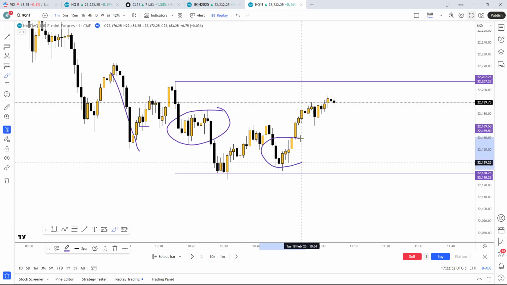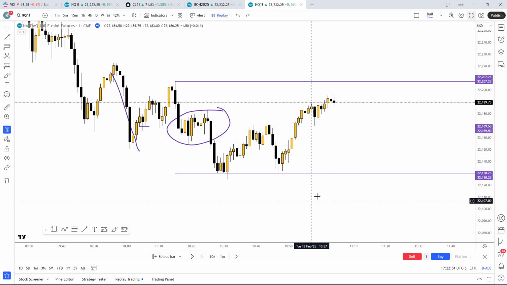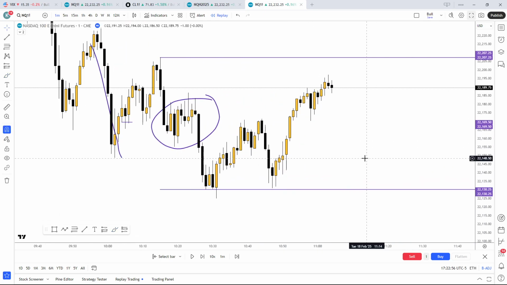And we look for failure as well. That's a little bit more of an advanced sort of concept and structure, but just to confuse you a little bit more, right?